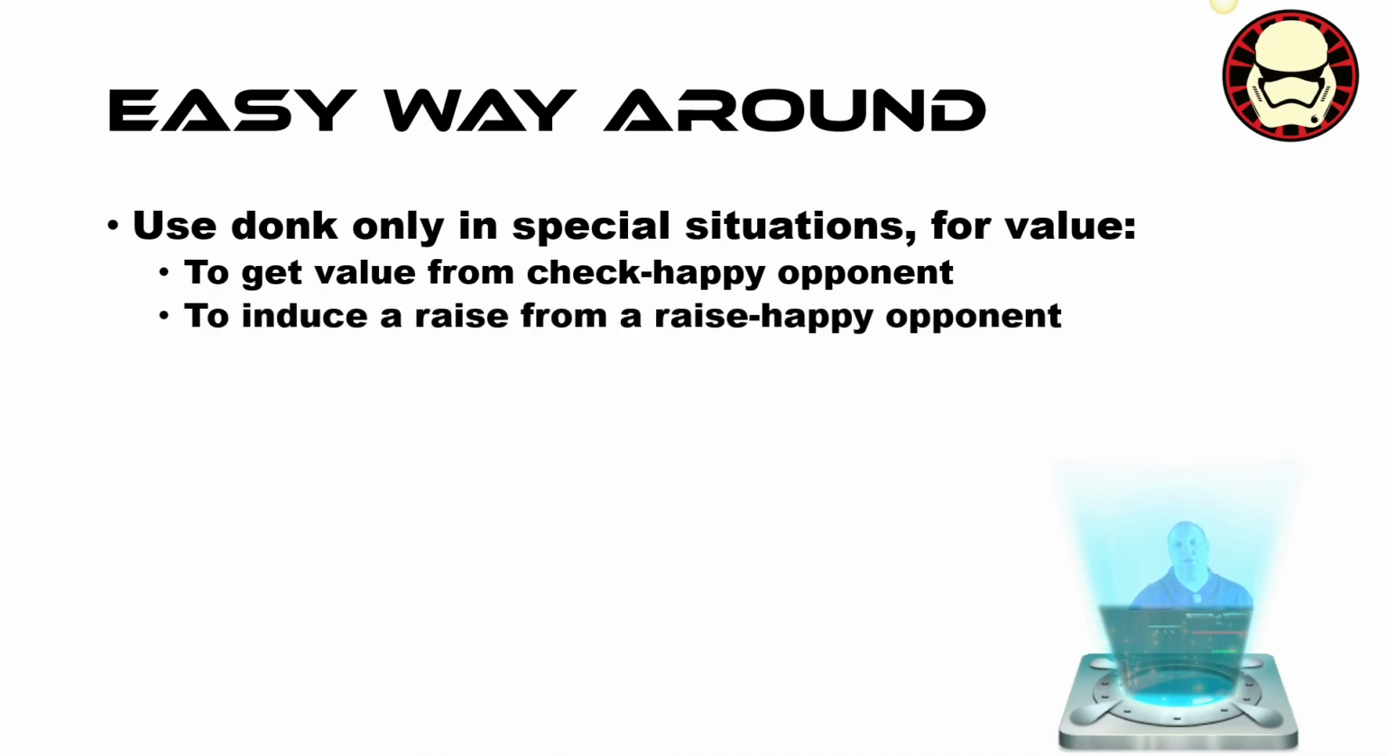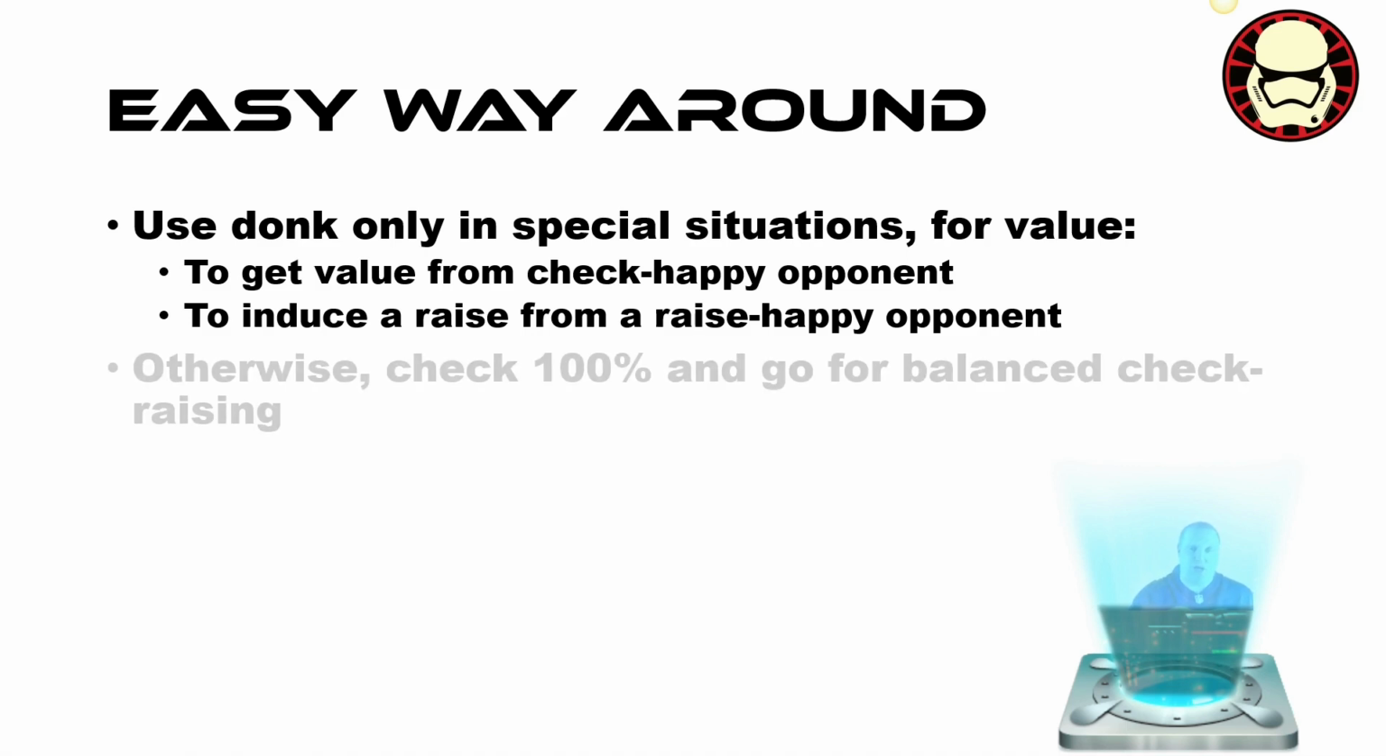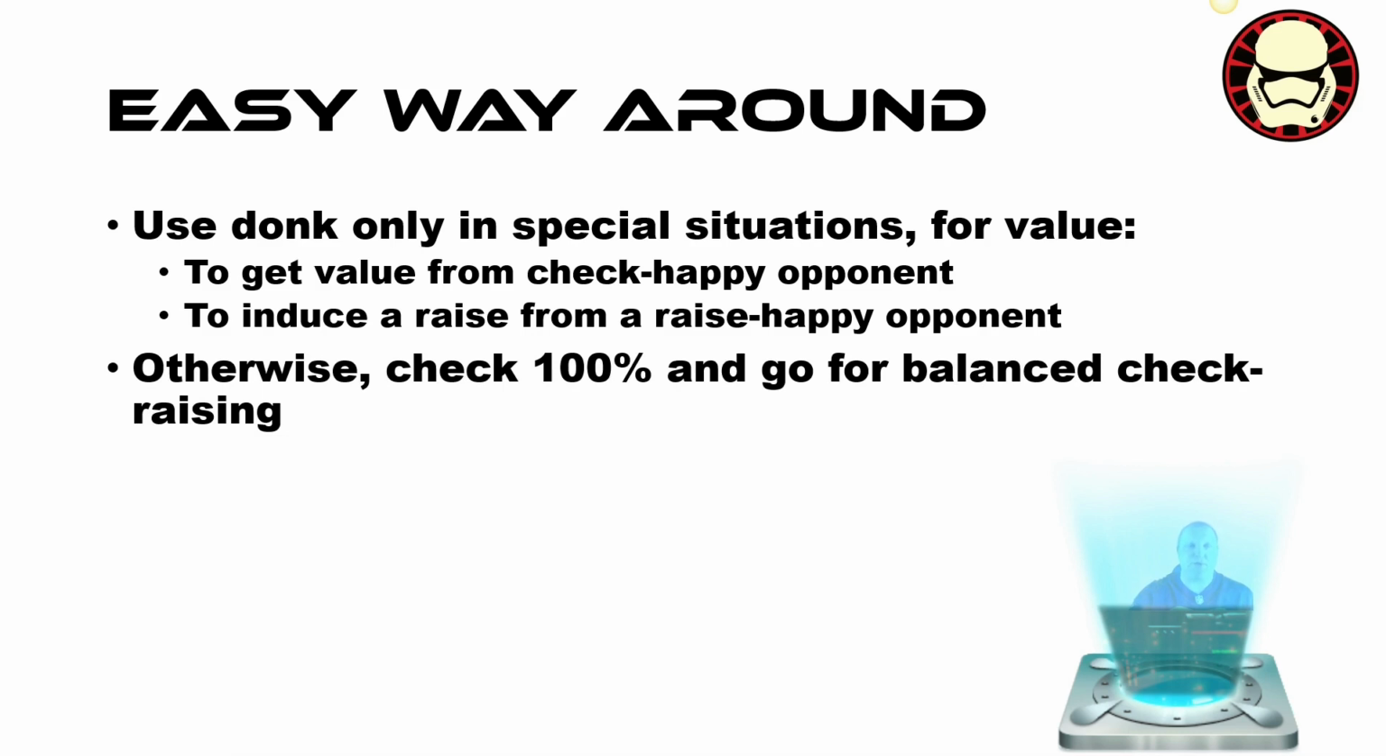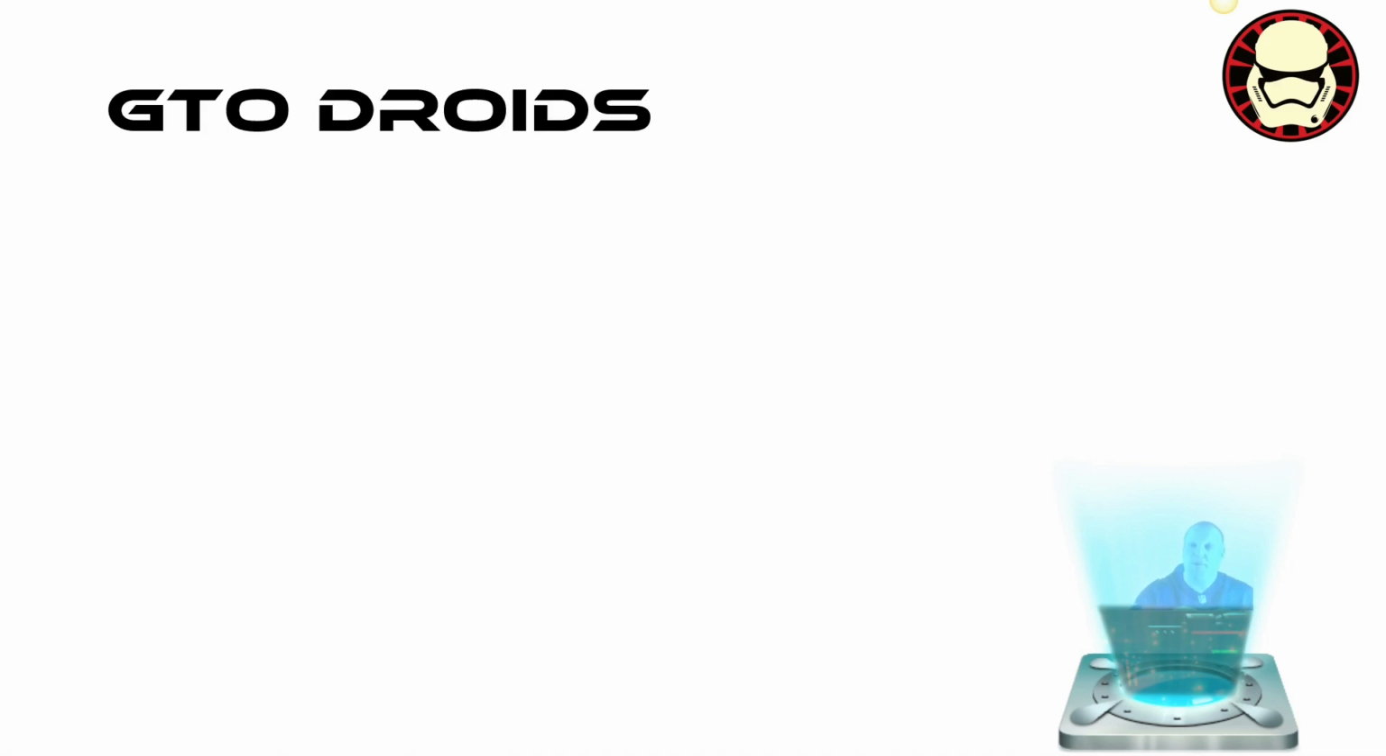Or another situation, the opponent is very raise happy, and if we donk, he always raises us. He doesn't give any credit for our donks or bets. So then we can induce a raise with our strong hands. And those are the two special occasions. Versus unknowns, you go for 100% check. And then your check-raising range is more balanced, so the opponent cannot attack your checks that happily.